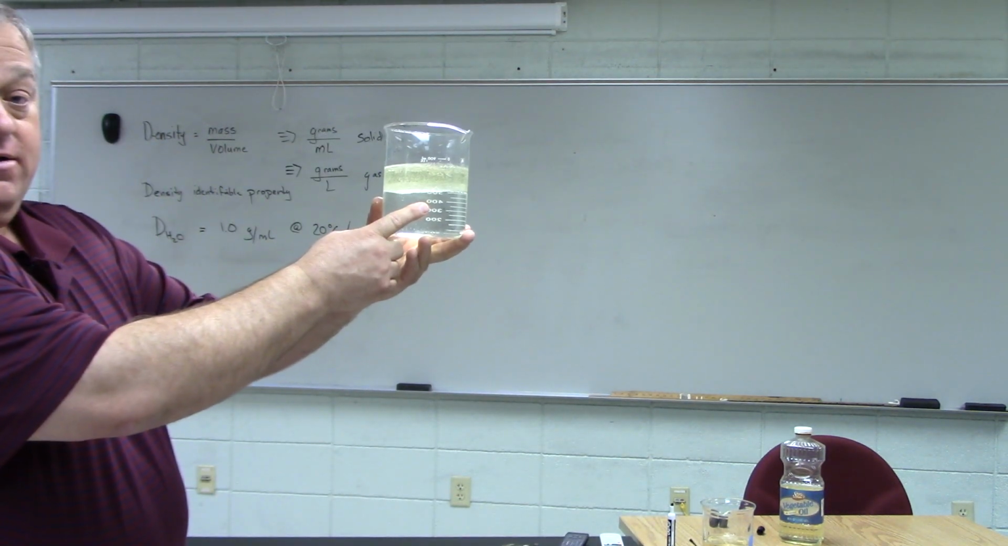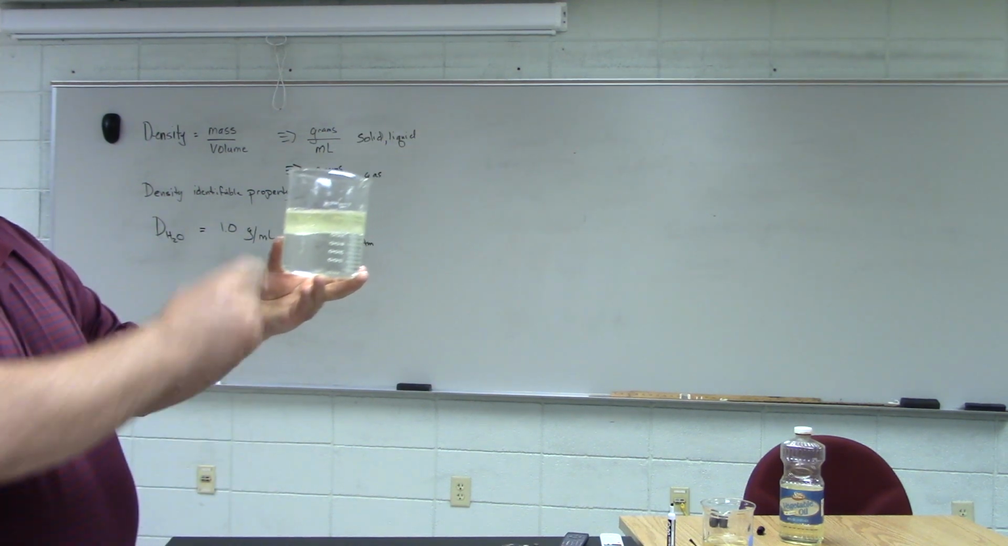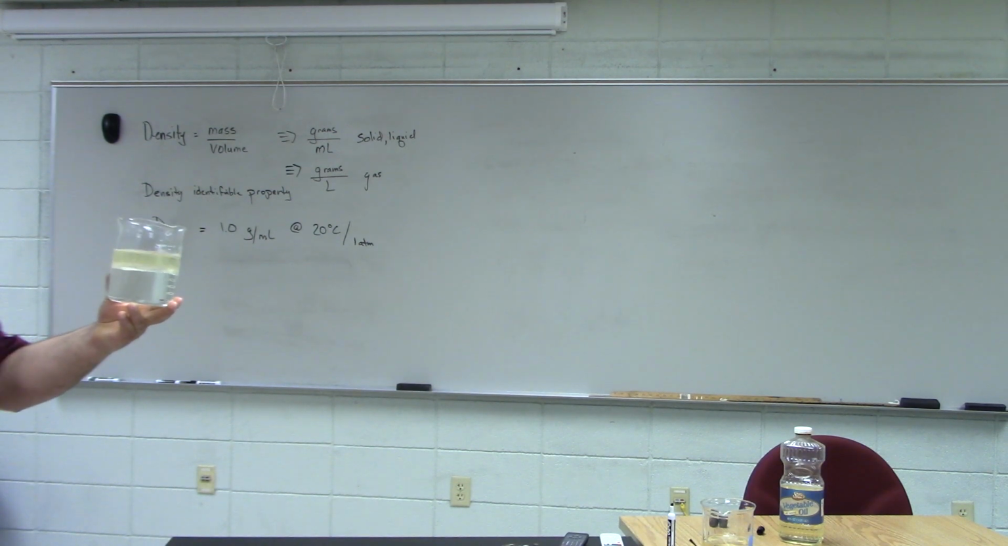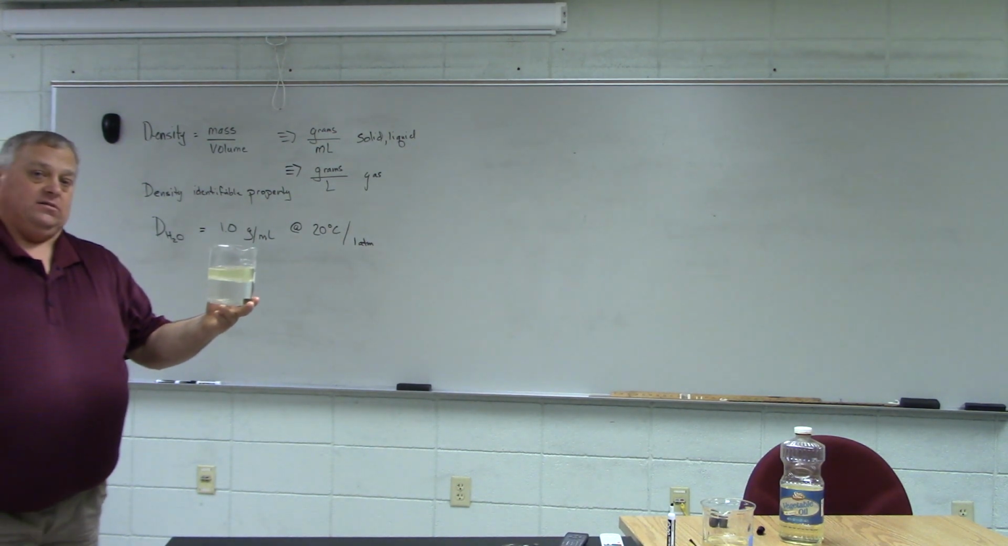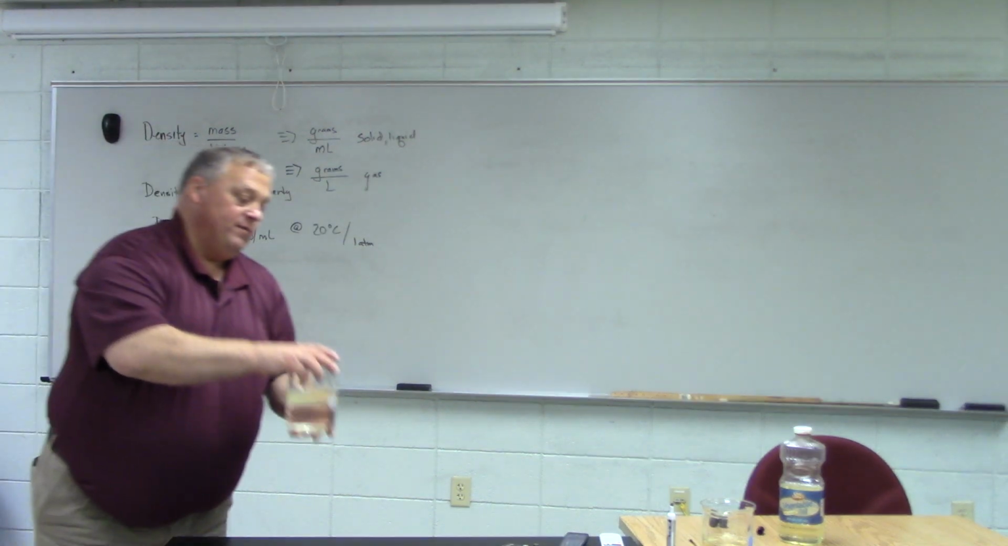Here we have a layer of water. Here we have a layer of vegetable oil. So what does that tell us about our vegetable oil compared to our water? Is it more dense or less dense? It's less dense because it floats on top of the water.